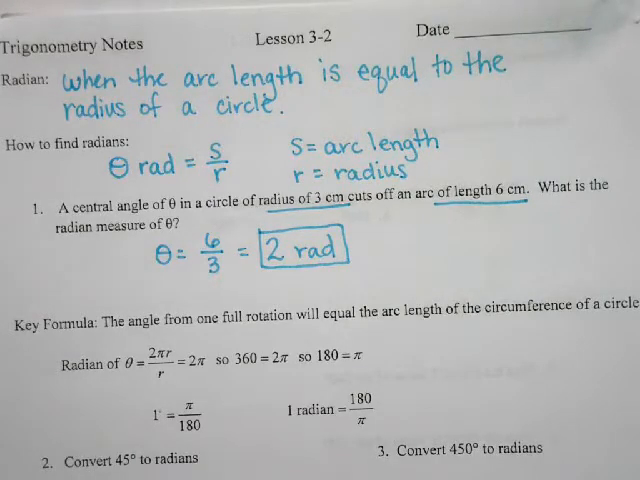Okay, so the angle from 1 full rotation will equal the arc length of the circumference of a circle. Okay, let's think about that for a second. The angle from 1 full rotation, if I go the whole way around the circle, 360 degrees, will equal the arc length of the circumference of that circle, right? The circumference is the same as the arc length in that plane.